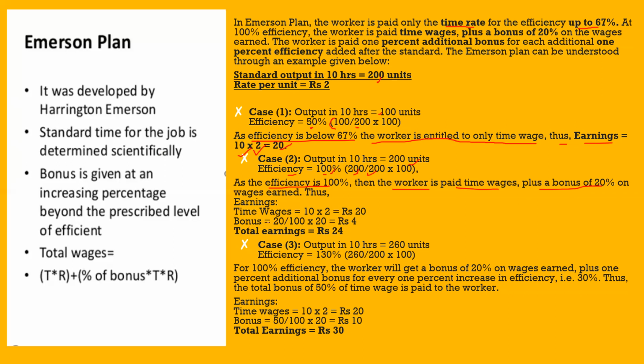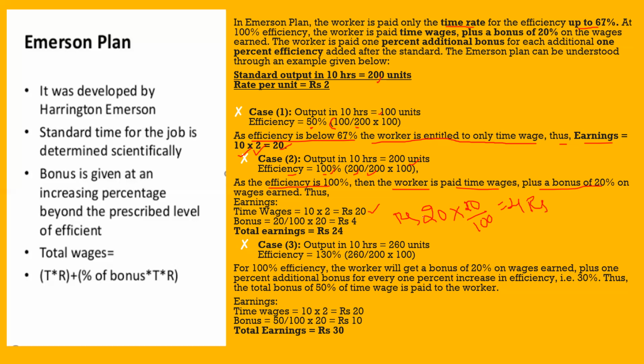Then the bonus is 20%, that is 20 divided by 100 into 20. 20% of time wages, that is 20 rupees, is 4 rupees. The total earnings is 24. Okay, time wages he has got is 20 rupees plus 20% bonus of that 20 rupees. I show you here, 20% of this 20 rupees is 4 rupees, right? 4 rupees. You can use a calculator and check that.